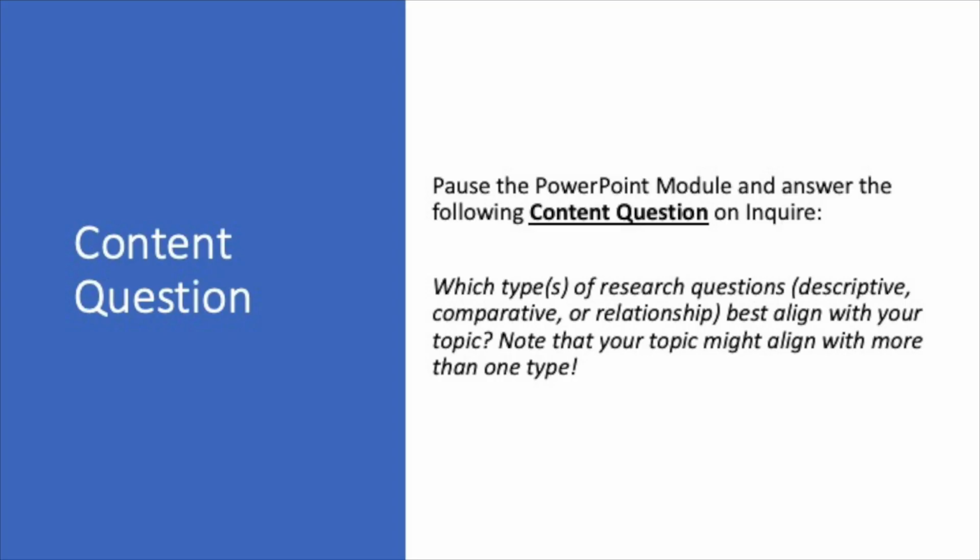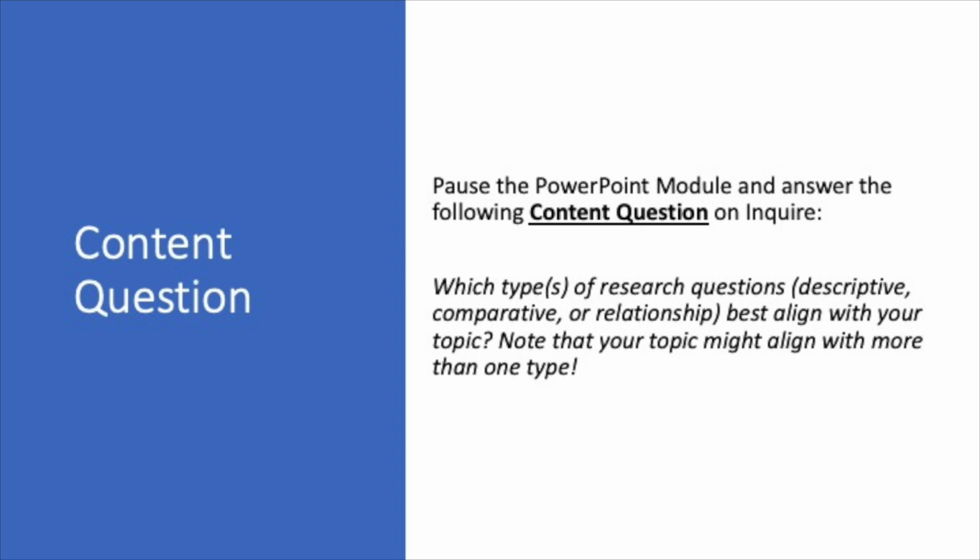Now let's follow up that discussion of different types of research questions with a content question. So I want you to answer the following question on Inquire. Which type or types of research questions, descriptive, comparative, or relationship, best align with your topic? And you can go back and review the research question or questions that you have and try to categorize those. Or if you plan to make some adjustments, let's say you think that a relationship question would make the most sense for your topic, rather than a descriptive question that you already have, you can make some adjustments here, right?